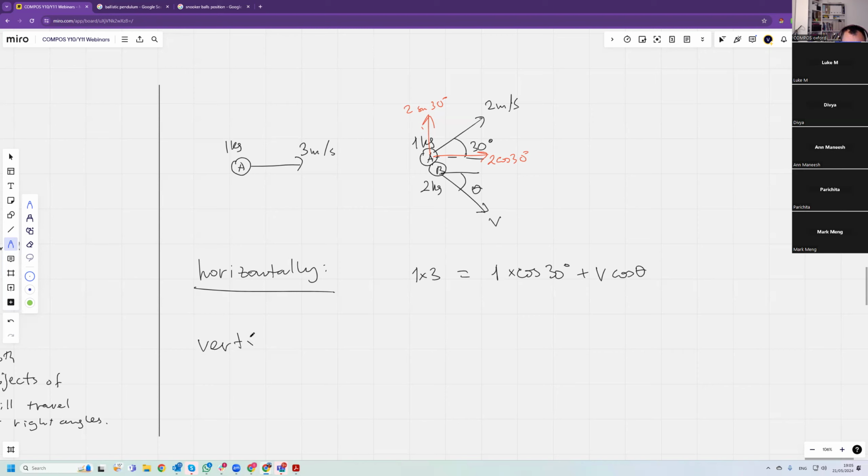Now vertically, we can say that vertical momentum is conserved. So initially there's 0 vertical momentum, and that's equal to the vertical momentum after. So 1 times 2 sine 30 minus, sorry, 2 times v sine theta.